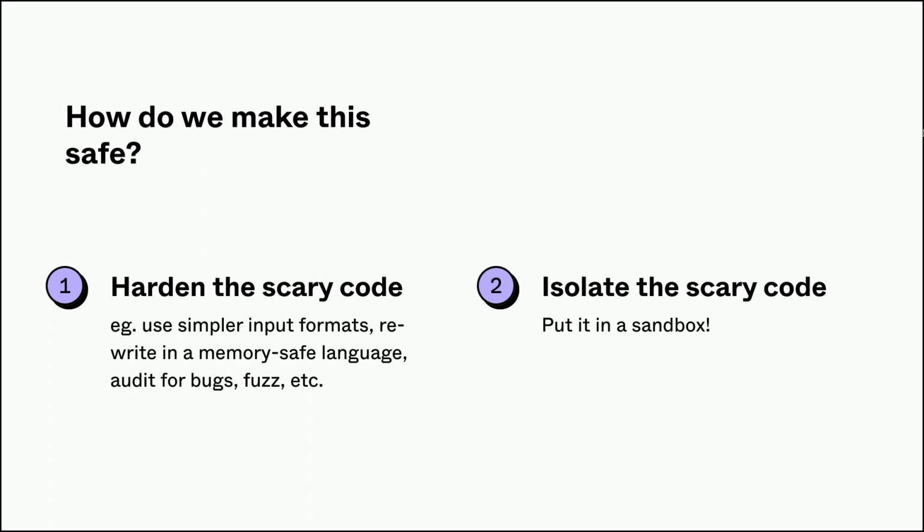The first is we can try to harden that scary code. We can restrict which input formats we're willing to accept. Say, with images, we'll only accept JPEGs. We could rewrite libraries like ImageMagick or the Python imaging library in memory-safe languages where certain classes of bugs are harder to do. We can audit them for bugs. We can fuzz them, et cetera.